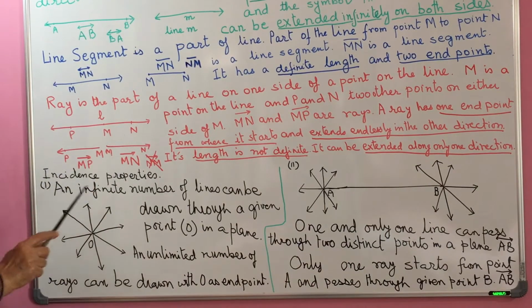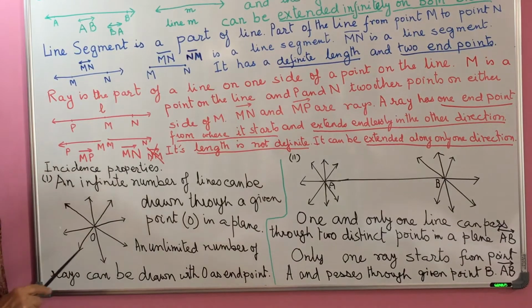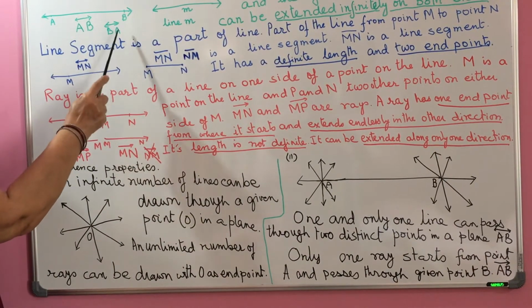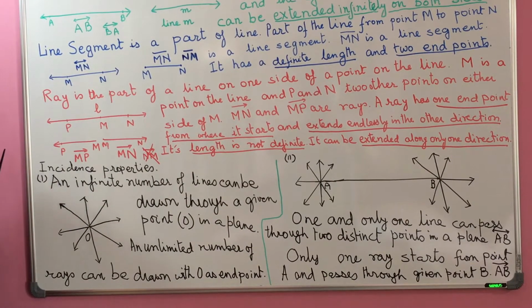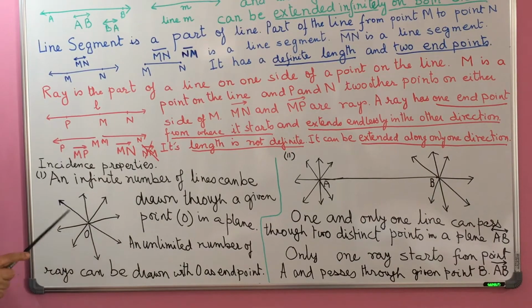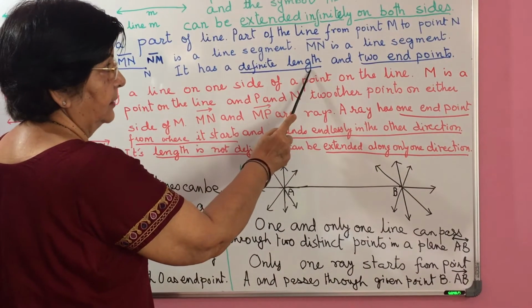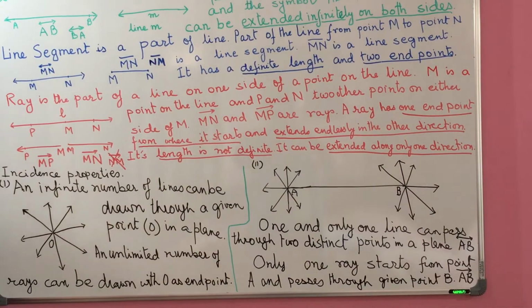We can also write this line segment as NM. Similarly, we can also write this line AB as line BA. It makes no difference. So, a line segment has a definite length and it has two endpoints.